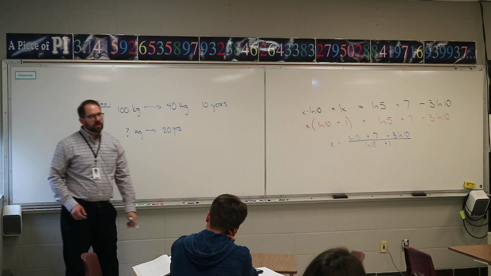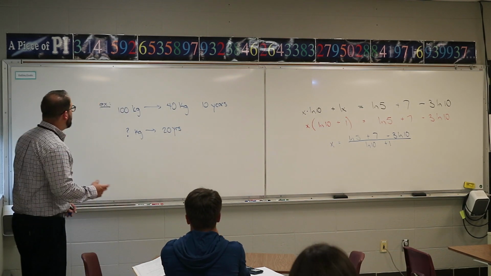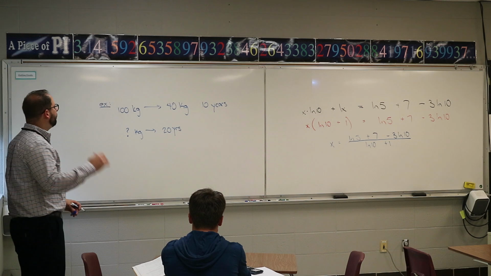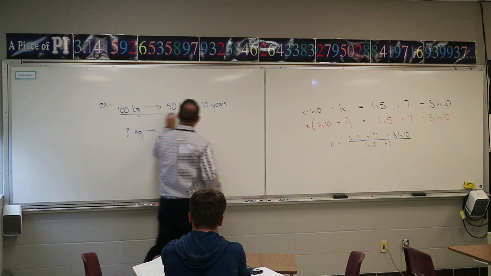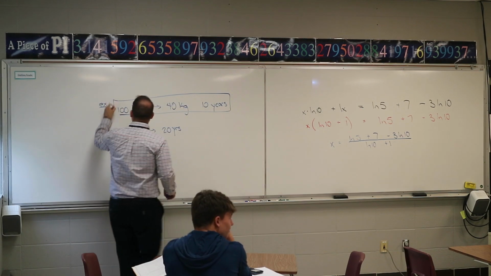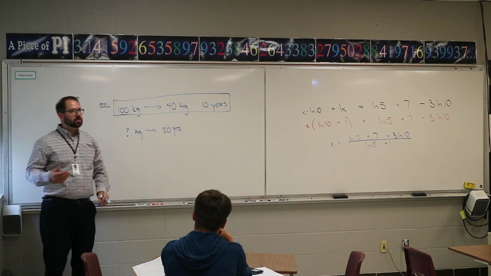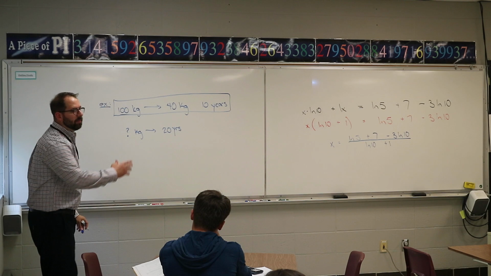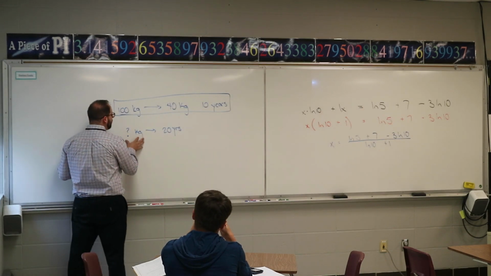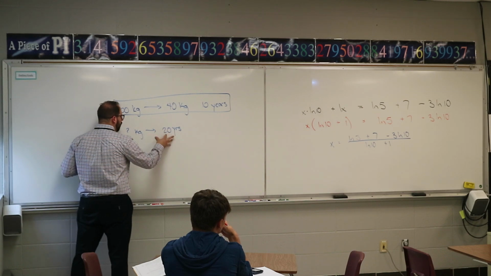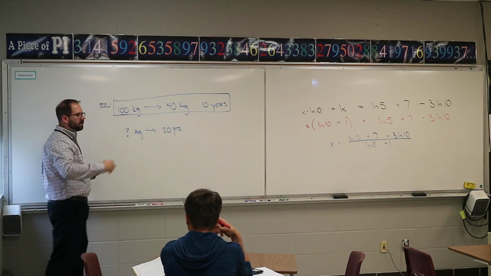Okay, so here's the idea. This thing is decaying at a rate. It's going from 100 kilograms down to 40 in a certain time frame. So what I have here is a formula that I can go off of for exponential decay for this thing. And the idea is they want to know how many kilograms are left in 20 years. Like what's left of this thing.